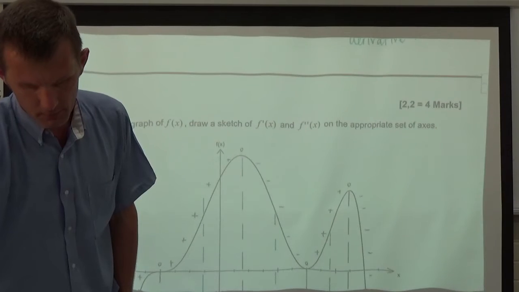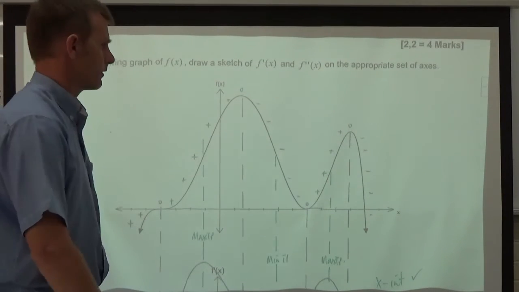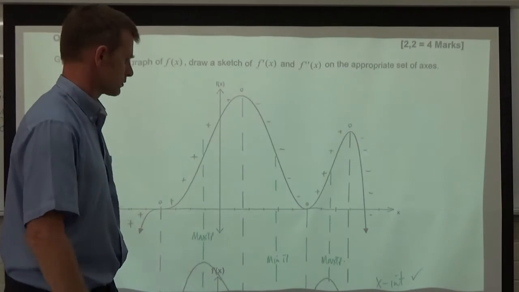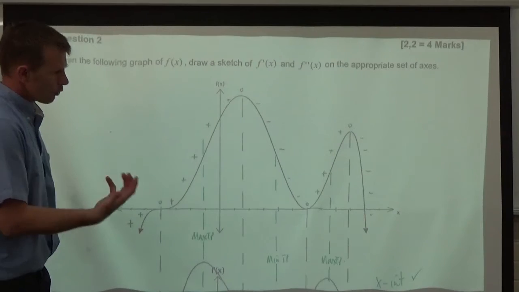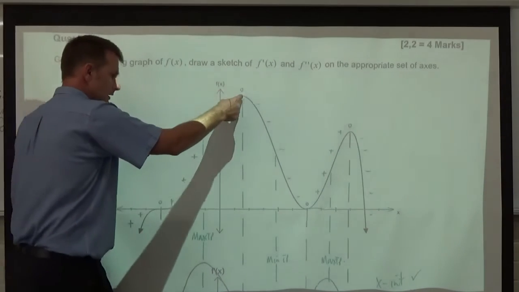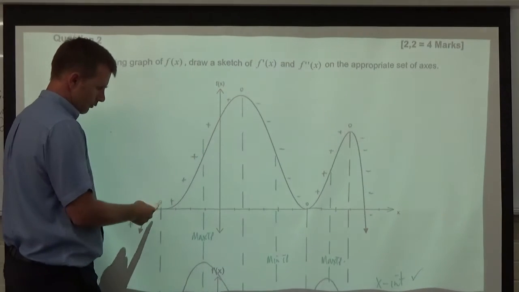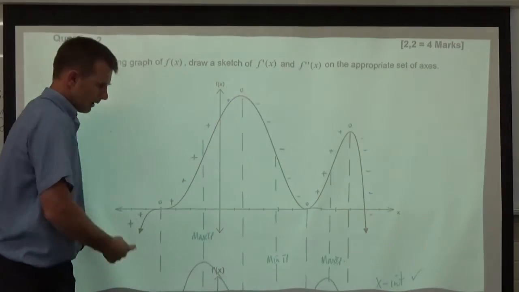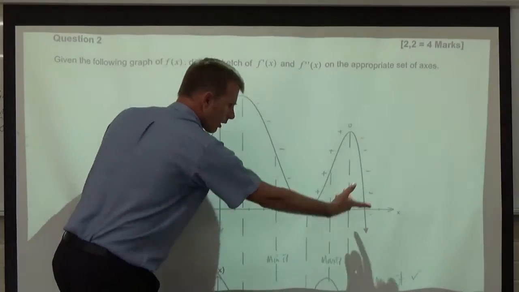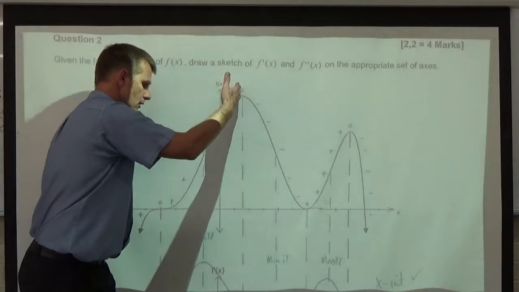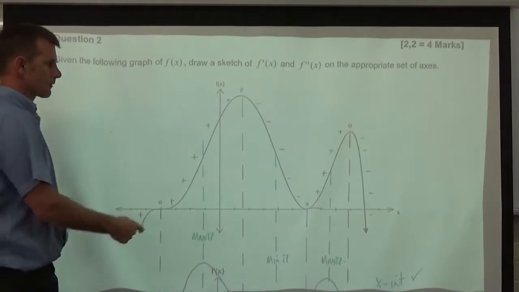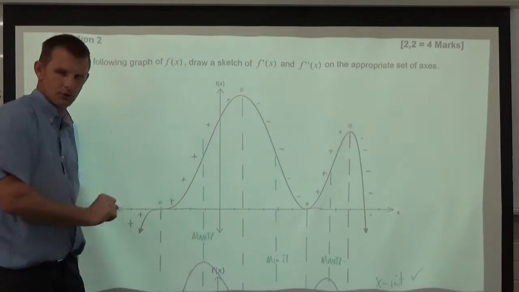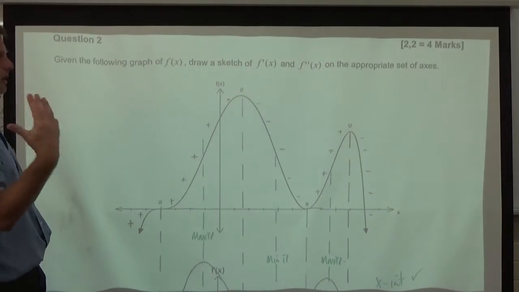Question number 2. Very good question. This is very common. I almost guarantee something like this will come up in the exam. Look at what I've done. I've picked the key points, turning points, points of inflection, and I've dashed them down. And look, I'm telling the marker what I'm actually doing with those. A turning point becomes an x-intercept. A point of inflection becomes a turning point. So I'm telling the marker what I'm doing.